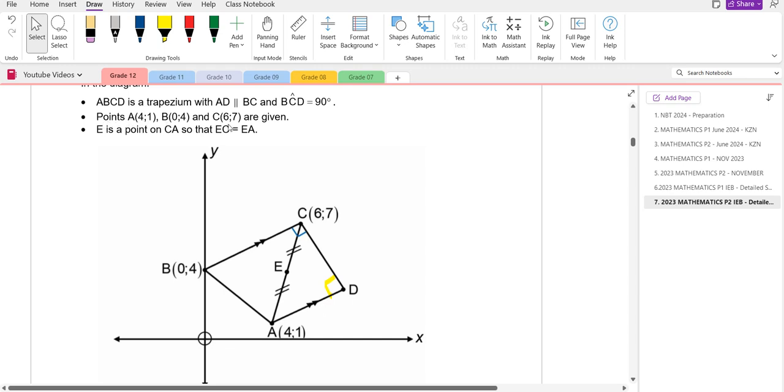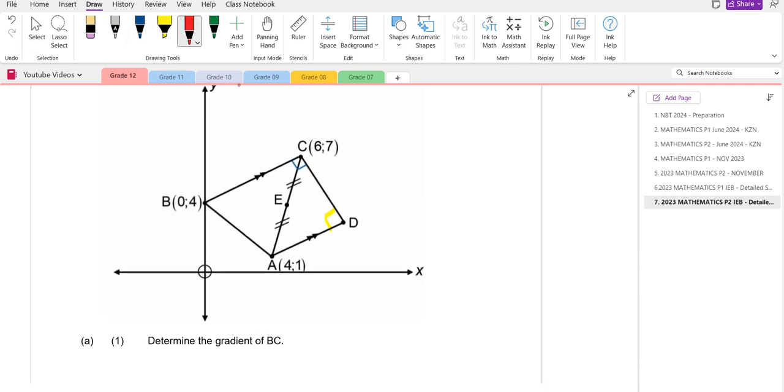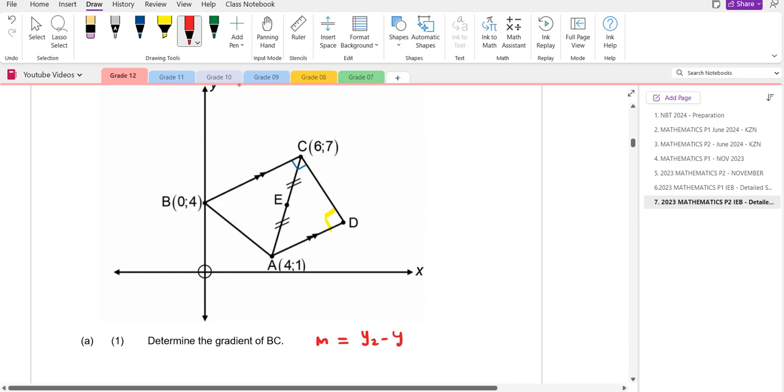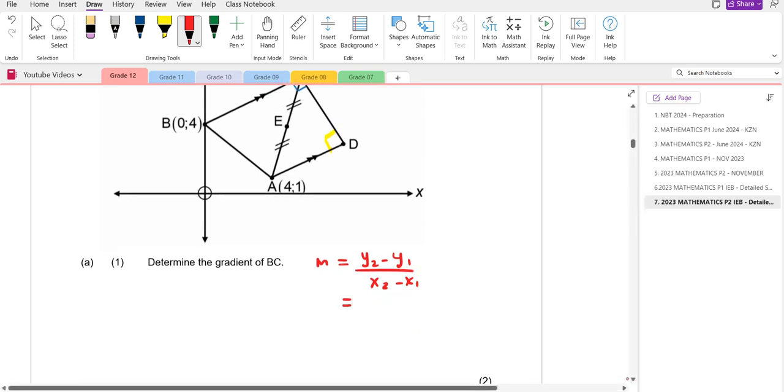Points A, B, and C are given. E is a point on AC, so E is a midpoint, right? So determine the gradient of BC. To find the gradient of BC, you know the formula, which is y2 minus y1 over x2 minus x1. So what's y2 minus y1? For BC, I'm taking C as the endpoint.